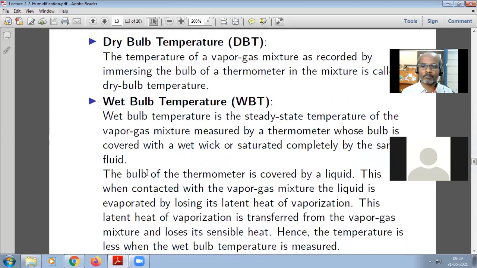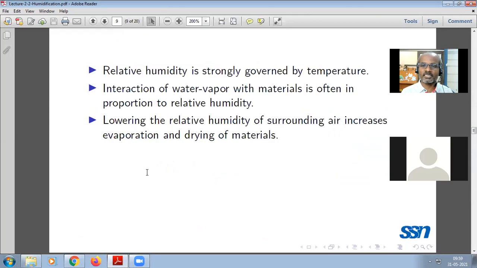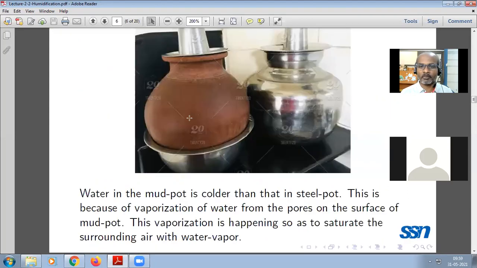Before that, let me repeat what the question was. I'll tell you. See, the question is nice, simple only. In the summer, we have this mud pot and steel pot, and you take the water, and after about 2-3 hours you will see that the water in the steel pot is around 35 degrees Celsius, and the water in the mud pot will be somewhere around 28 degrees Celsius, or at least about 5 degrees Celsius lesser. In the summer the difference is much greater, whereas in the winter season, the steel pot may be around 30 degrees Celsius and the mud pot only about 29 or so; otherwise the difference won't be any appreciable amount. Can you say the reason for this?